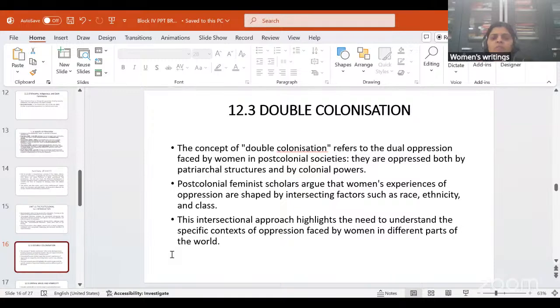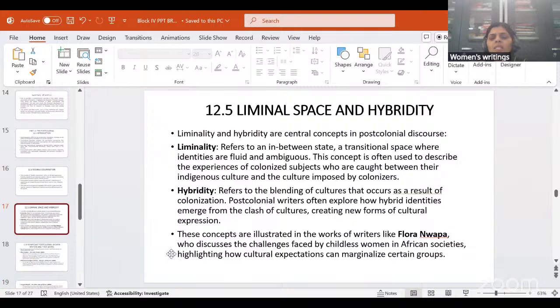So post-colonial feminist scholars argue that women's experiences of oppression are shaped by intersecting factors such as race, ethnicity, and class. This intersectional approach highlights the need to understand the specific context of oppression faced by women in different parts of the world. Now, what exactly are we talking about? We are talking about liminal space and hybridity. So liminality and hybridity are central concepts of post-colonial discourse. So let's see what is liminality.